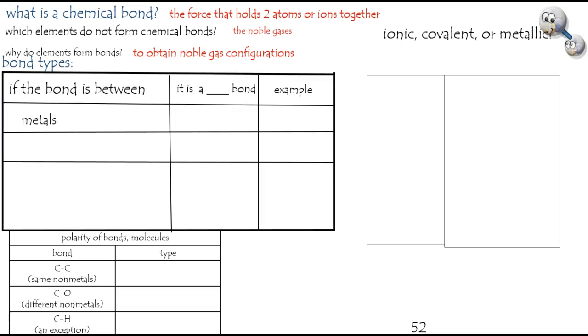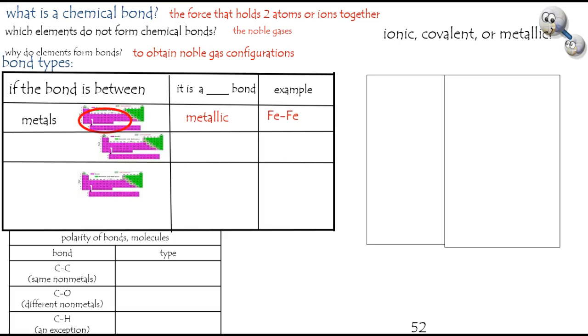If the bond is strictly between metals, not surprisingly, that is a metallic bond. An example would be an iron-to-iron bond. If the bonding is between a metal and a non-metal, one left of the staircase and one to the right, well then you have an ionic bond that we just described. For example, sodium chloride.